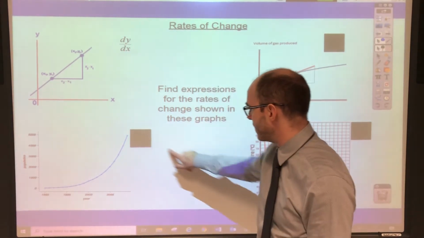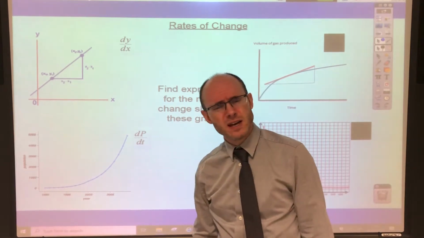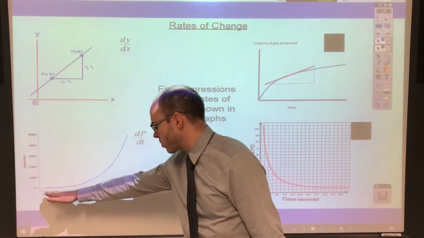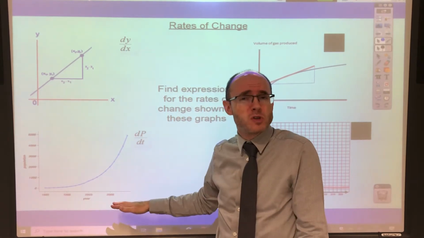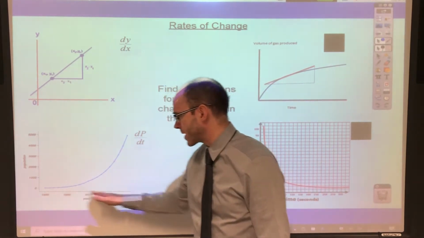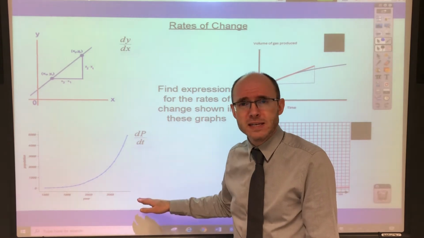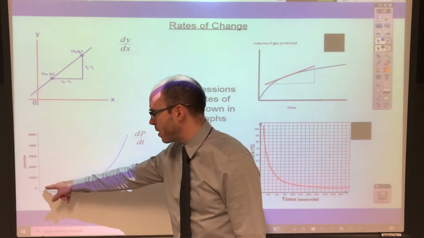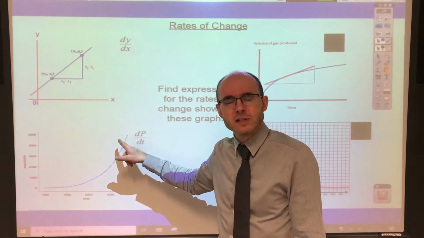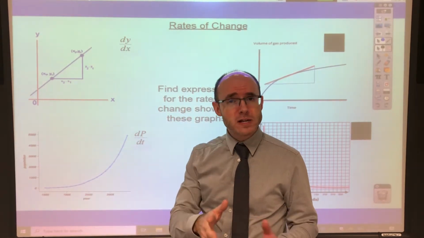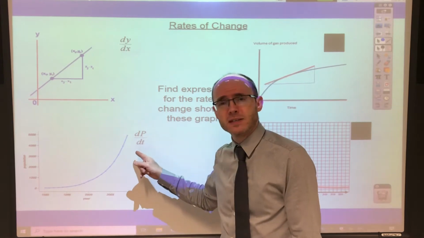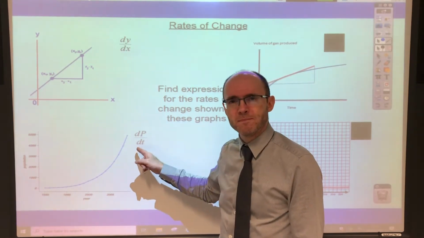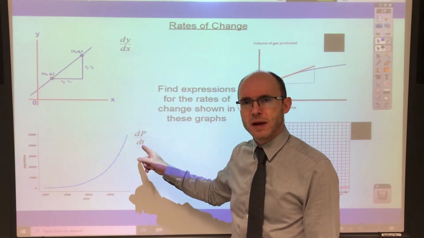Let's look at this one here. This is dP/dt. Any ideas what the dP and dt actually mean? Quite often we're measuring a rate of change with respect to time. The horizontal scale represents time in years, and the vertical scale represents population. This could be a population graph showing the rate of change of population. That rate of change is written as dP/dt. It literally means the rate of change of population with respect to time, how population changes with respect to time.